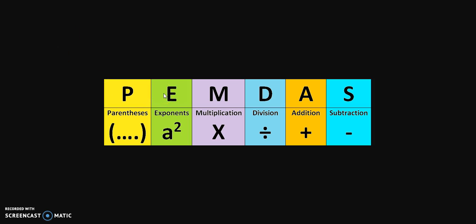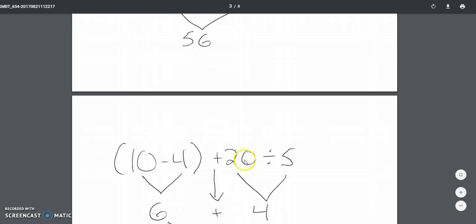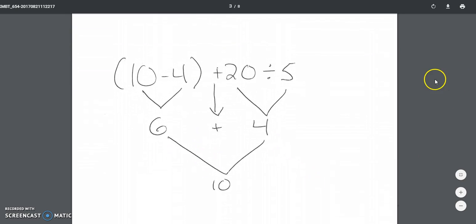So then there's exponents. And I'll do an exponents here coming up to show you how that works. But as of right now, there are no exponents. So then you have multiplying and dividing from left to right, and then adding and subtracting from left to right. Well, here's my multiplying and dividing. 20 divided by 5 is 4. I bring down what's left, and you see I've got 6 plus 4 gives me the final answer of 10.